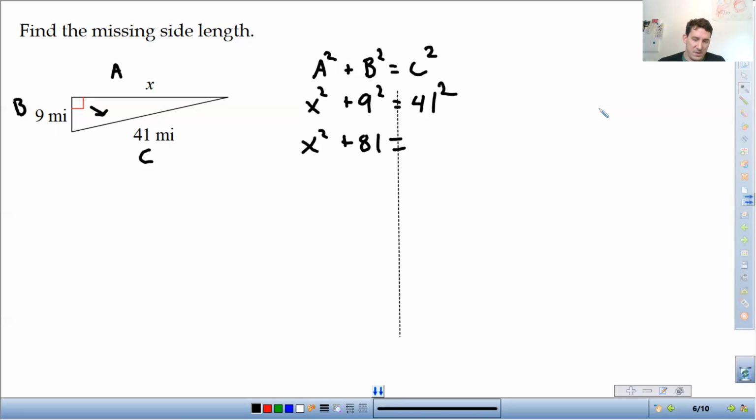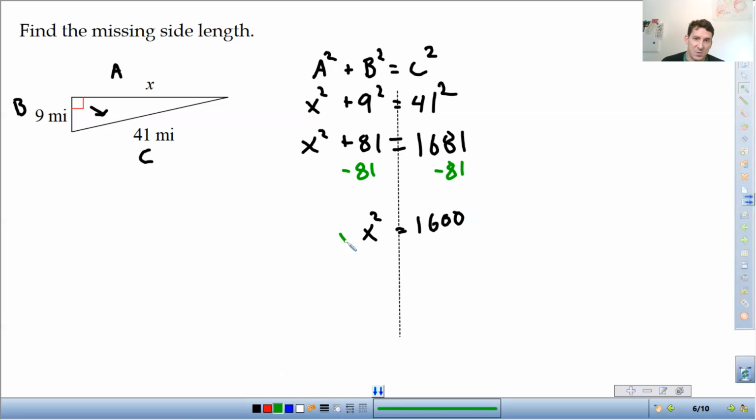41 squared is 1,681. Next, what we're going to do is solve for x squared. So we need the x squared by itself. So I'm going to subtract 81 from both sides here. So I get x squared is equal to 1,600.